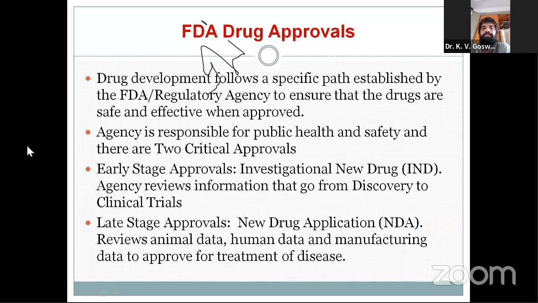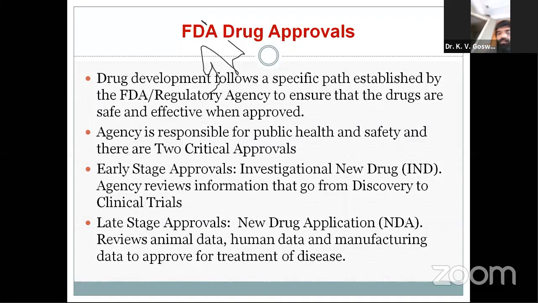So there are two critical approvals as far as FDA is concerned. Early stage approvals, which is an investigational new drug application, IND approval. At this time, the agency reviews the information coming from the discovery through the non-clinical studies, so the toxicology studies, in order to initiate the clinical trials.